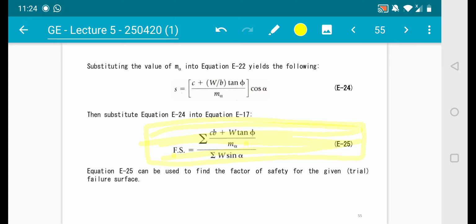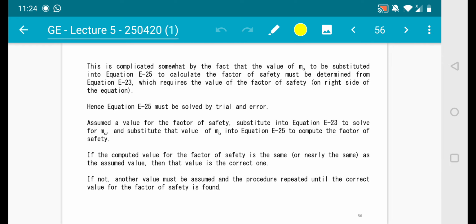This is how you're going to do a trial and error approach. Now equation E25 can be used to find the factor of safety for a given trial failure surface. Now this is complicated somewhat by the fact that the value of m to be substituted in equation E25 to calculate the factor of safety must be determined from equation E23. So that's why I said E23 and E25 are pretty important, and they actually contradict each other. So this is how you're going to solve it.